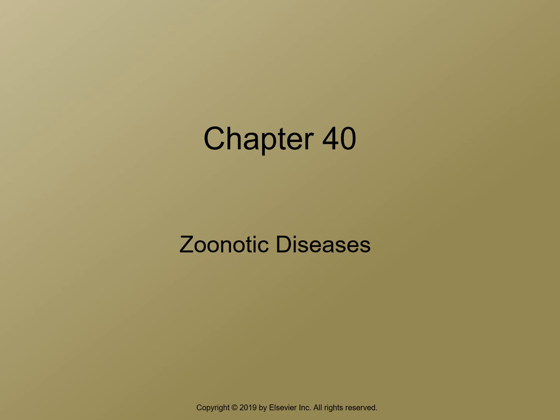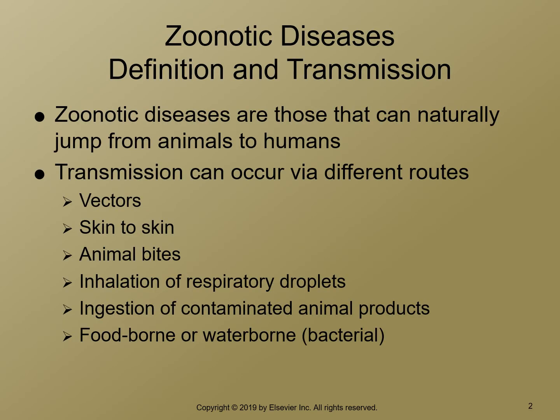Today we'll be covering Chapter 40. This covers zoonotic diseases. Zoonotic diseases are those that can naturally jump from animals to humans. Transmission can occur via different routes. These routes include vectors, skin to skin, through animal bites, inhalation of respiratory droplets, ingestion of contaminated animal products, and via foodborne or waterborne routes.